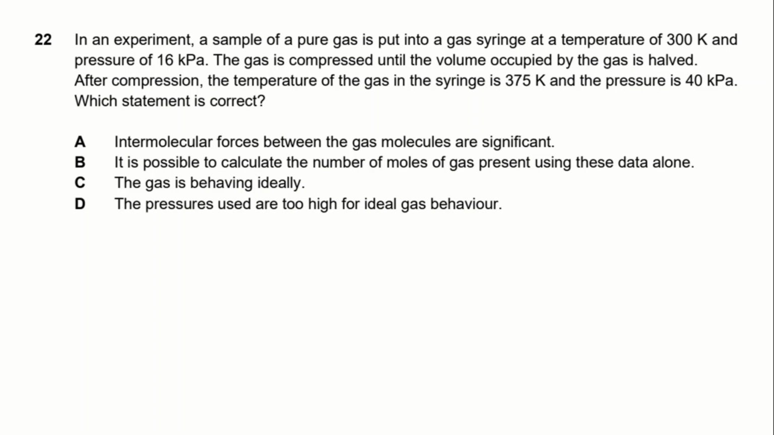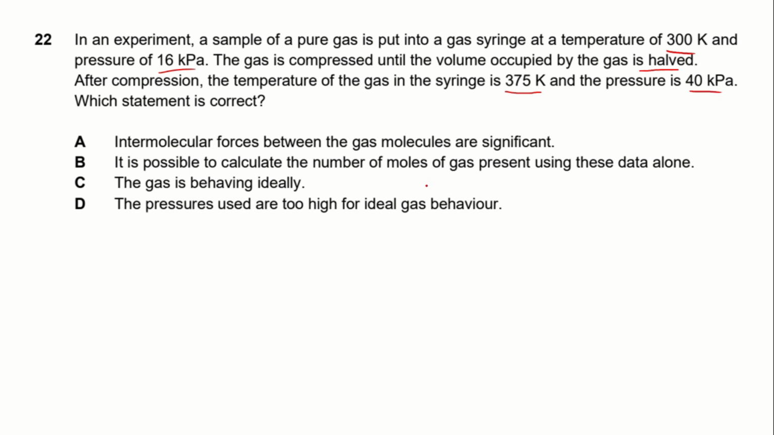There is a gas in this question that is being put into two different conditions. First is at the temperature of 300 Kelvin and pressure of 16 kilopascal. Then after that, conditions are changed. It is compressed until the volume of gas is half. Temperature changed to 375 Kelvin. Pressure is increased to 40 kilopascal.